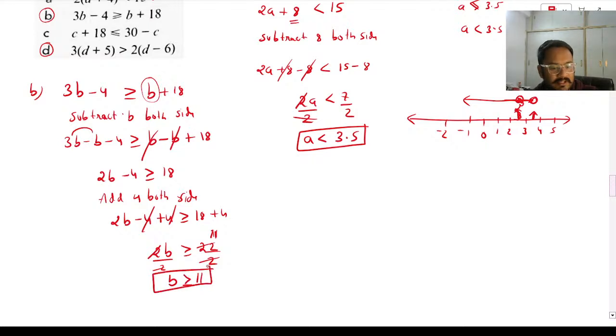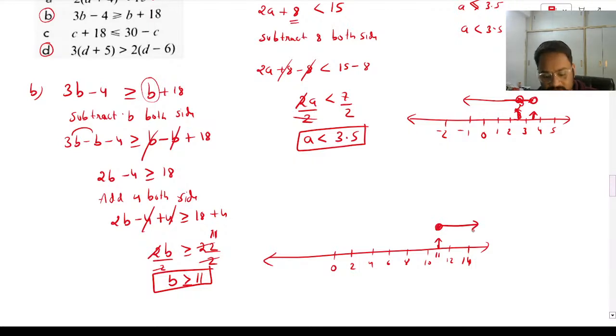So this is easy now. If you want to make a number line, you can make it here. I'm making the number line like 0, then 2, 4, 6, 8, 10, 12. In the IGCSE checkpoint exam, I think most probably they will give you the number line, so you don't need to make a number line in the exam. So this is 11. So b is greater than or equal to 11, but the sign will be like this, and then in this direction. Correct?